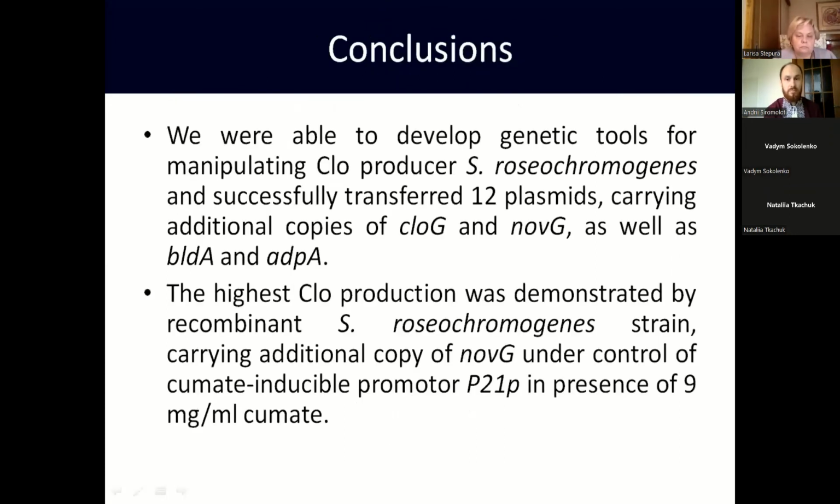The conclusions of this work are that we were able to develop genetic tools for manipulating the chlorobiocin producer Streptomyces roseochromogenes and successfully transferred 12 plasmids carrying additional copies of CLOG and NOG, as well as VLDA and ADPA. The highest chlorobiocin production was demonstrated by the recombinant S. roseochromogenes strain carrying an additional copy of NOVG under control of the QMAT-inducible promoter P21 in the presence of 9 milligrams per milliliter QMAT.